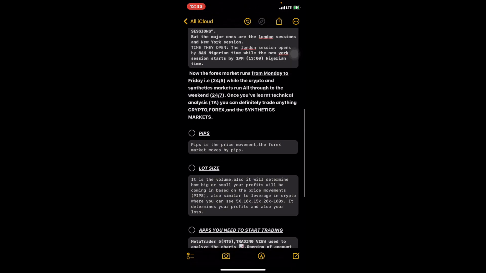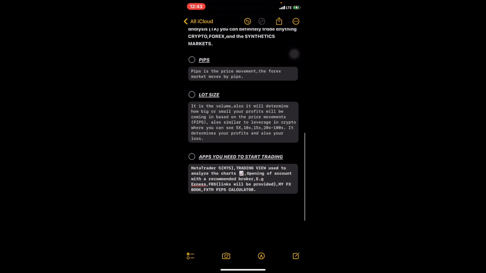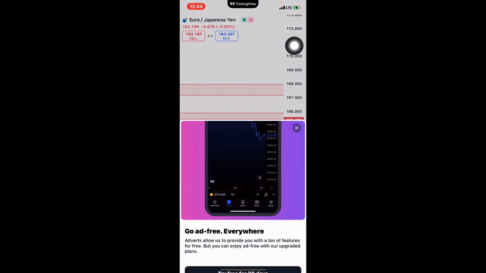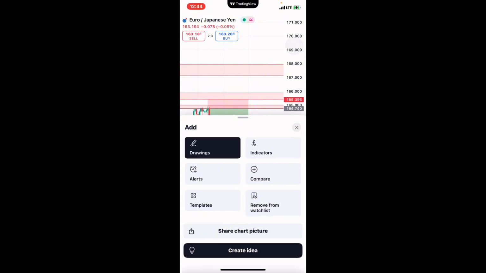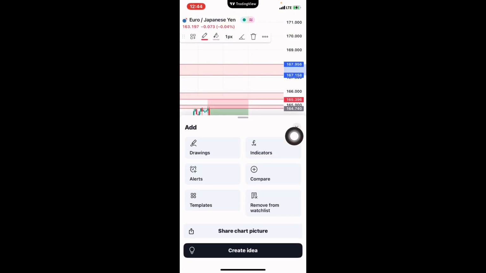Now let's talk about pips. What are pips? These are some simple things you'll be hearing, basic forex trading terminologies. Pips is price movement. The forex market moves by pips. So I'll be illustrating that in the chart. This is TradingView, the app to use for trading. Now, if you go to your TradingView, you tap here on your drawings.